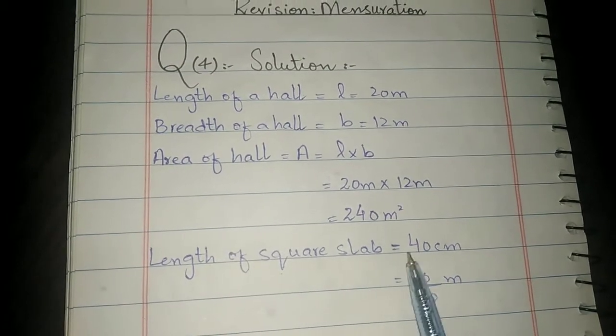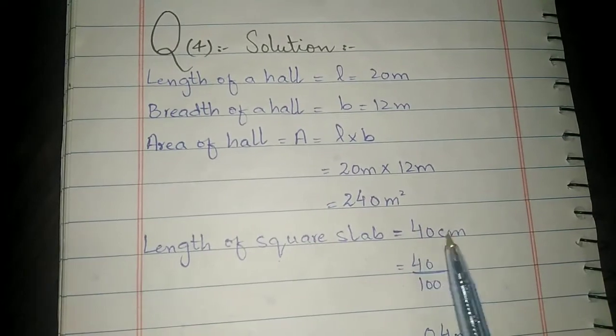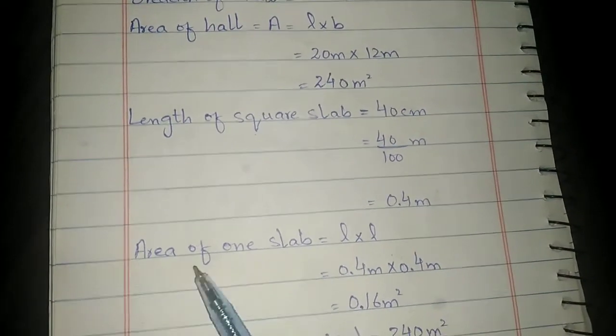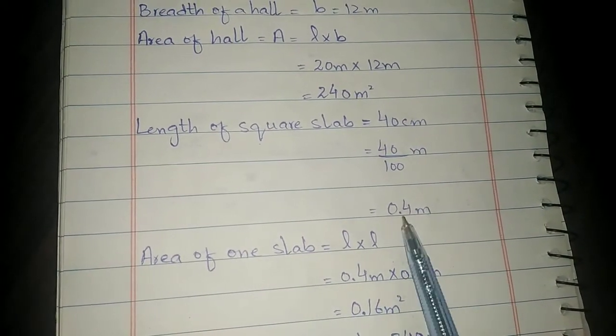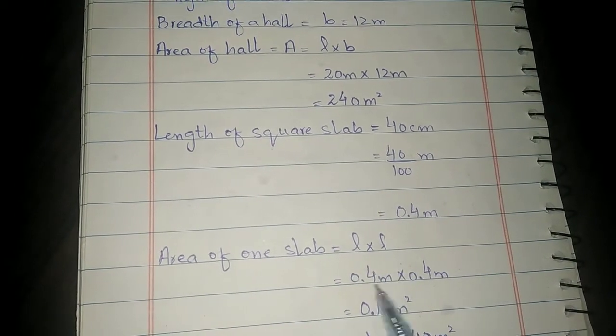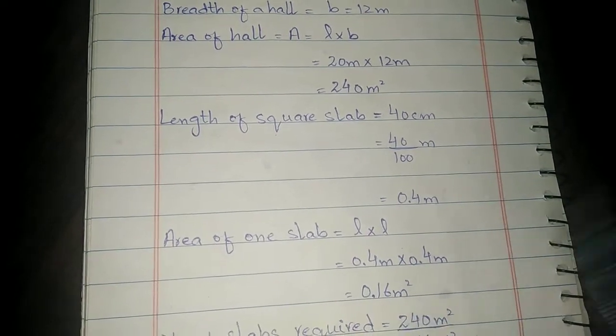Length of square slab is equal to 40 centimeter. So all the units are in meters, so we have to convert the centimeter into meters, so we have to divide it by 100. So we get the answer 0.4 meter. Now this is the length of the square slab. So area of the square slab is length multiplied by length, that is equal to 0.4 meter multiplied by 0.4 meter, and we get the answer 0.16 meter square.